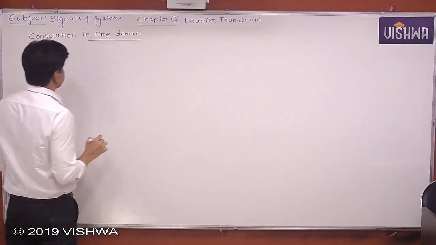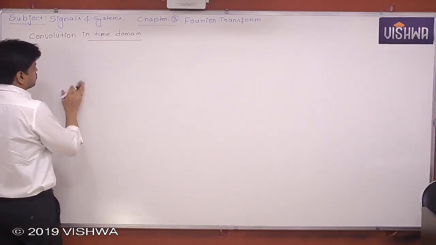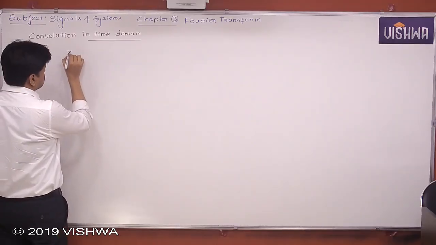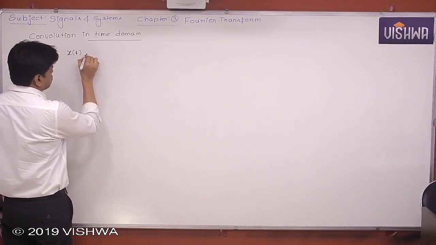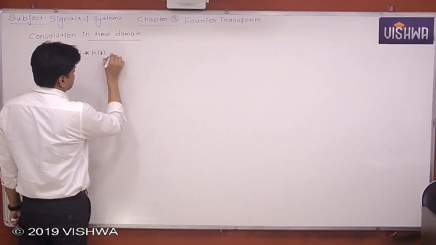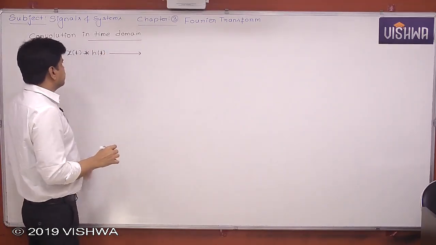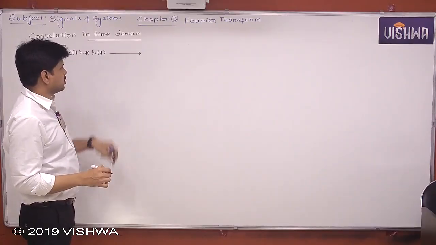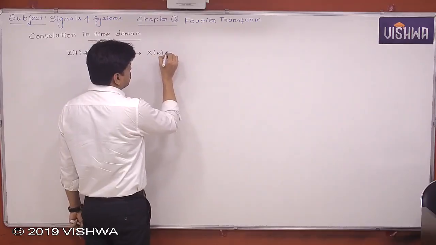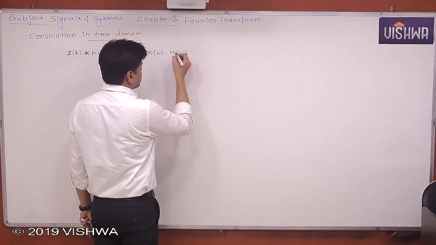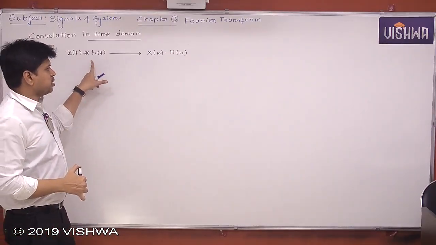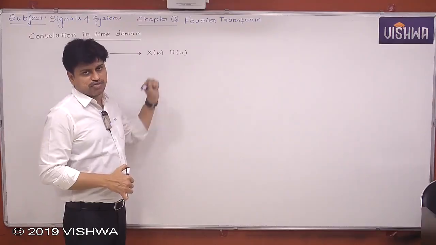Convolution in time domain. What is this property? Suppose a signal x of t is convolved with h of t. Then in the frequency domain, if x of t has x of omega and h of t has h of omega, then this is nothing but x of omega multiplied with h of omega. So in simple terms, we can say convolution in time domain leads to multiplication in the frequency domain.